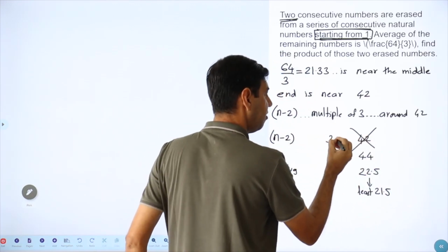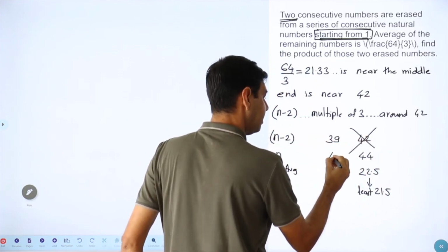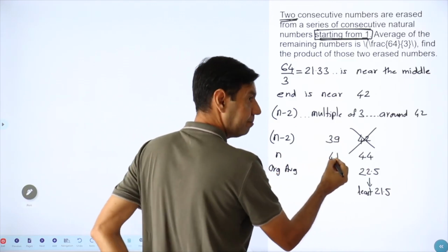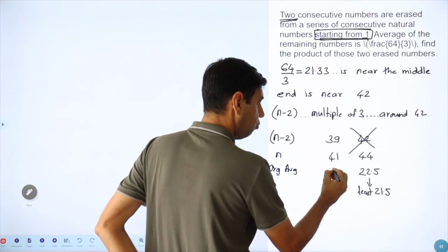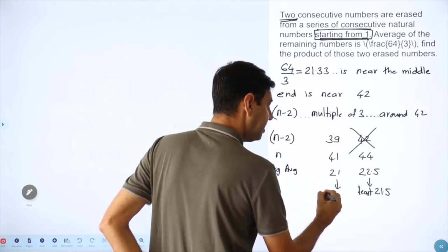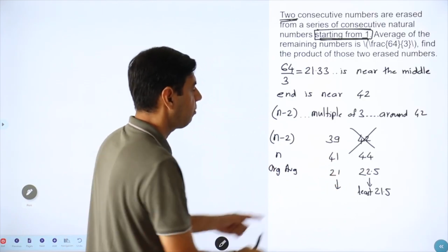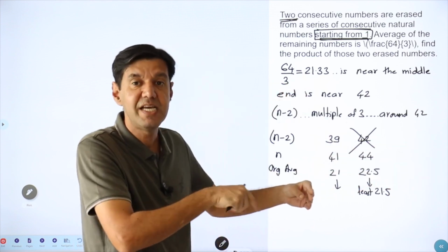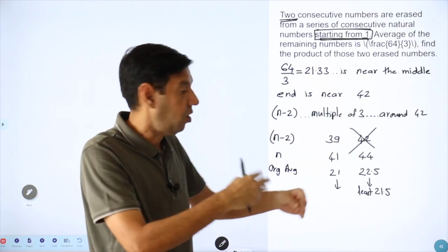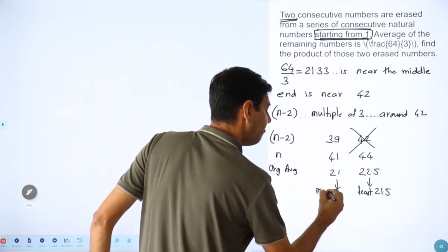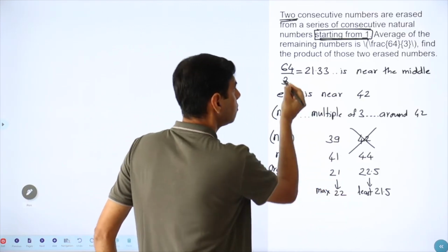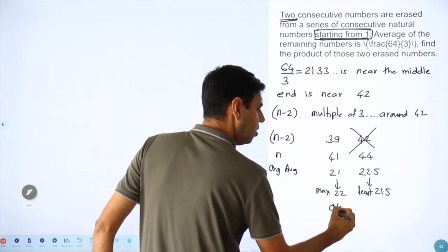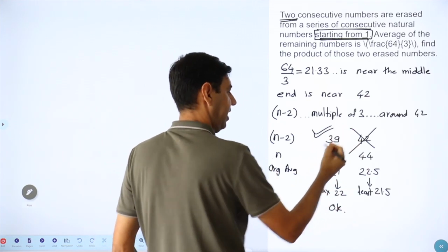The earlier multiple of 3 is 39. That means it was written till 41. Let's do a check. 1 plus 41 is 42, by 2 is 21. Can 21 be the least that it can be? Oh, so now the 21 is there and now the average is increasing. So we are erasing smaller numbers. So what's the maximum that the average can go to? 22. So can this be in this range? Yes, seems like. Okay, perfect, right? So I know that this is going to be the case.